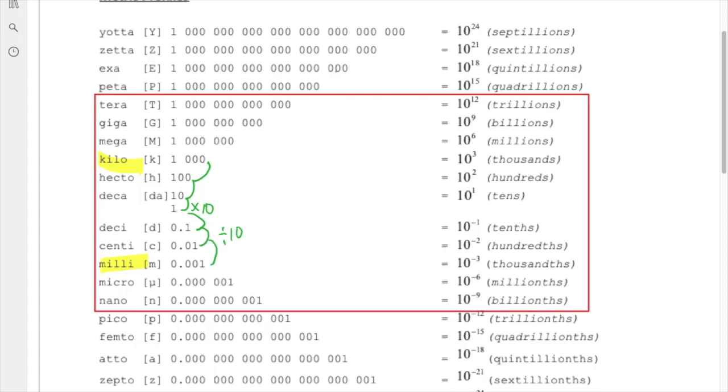So this is your base unit. Deca is 10 times bigger. Hecto is 10 times bigger than that. Kilo is 10 times bigger than that, and that's how it grows. Now, when you go smaller, deci is a tenth. Centi is a hundredth. Milli is a thousandth.